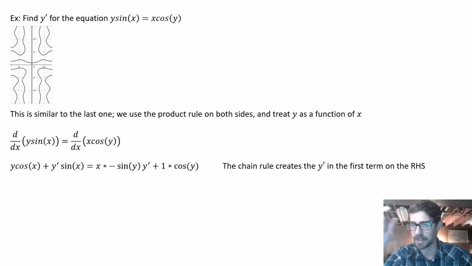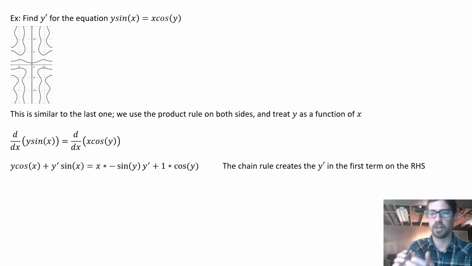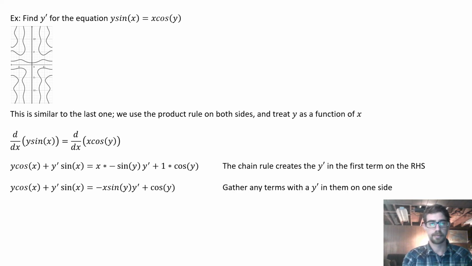So you see what I'm saying? It's like an algebra equation where you're responsible for generating the variable that you're solving for, because it just occurs naturally because of the chain rule. And then plus the derivative of x, which is just 1, times cosine of y. So product rule on both sides. We can clean that up a little. So just writing that as negative x sine of y, y prime plus cosine of y on that right side.